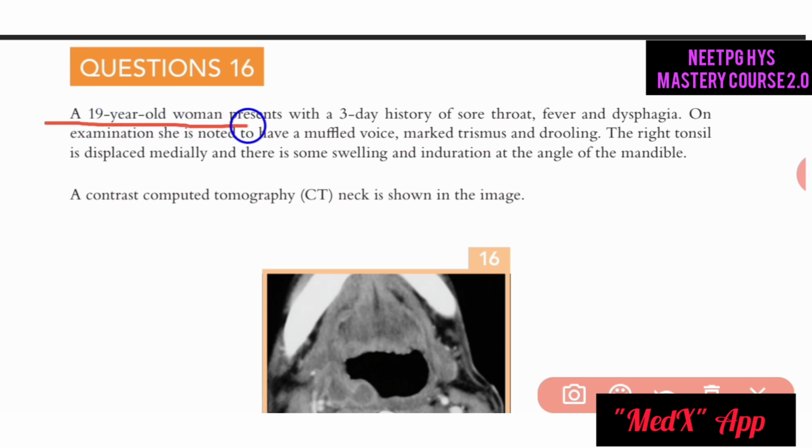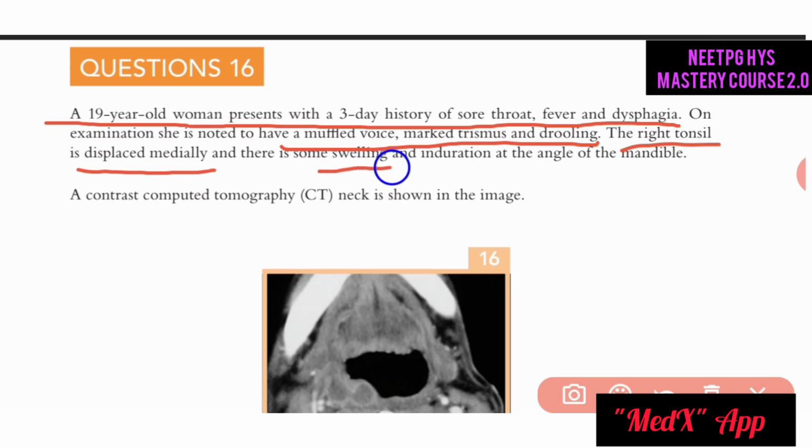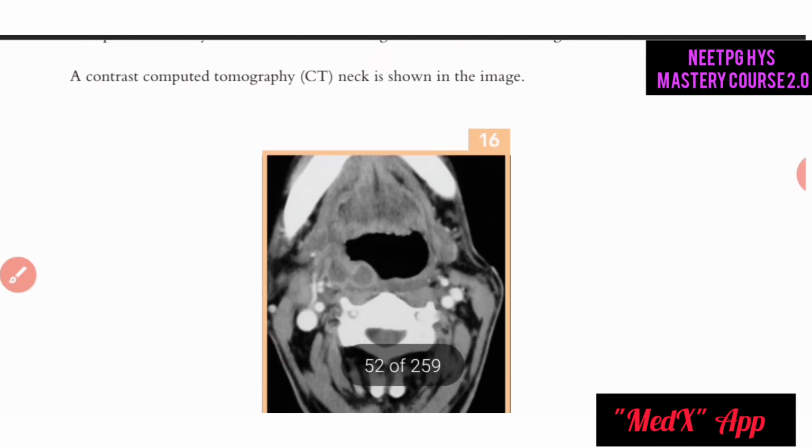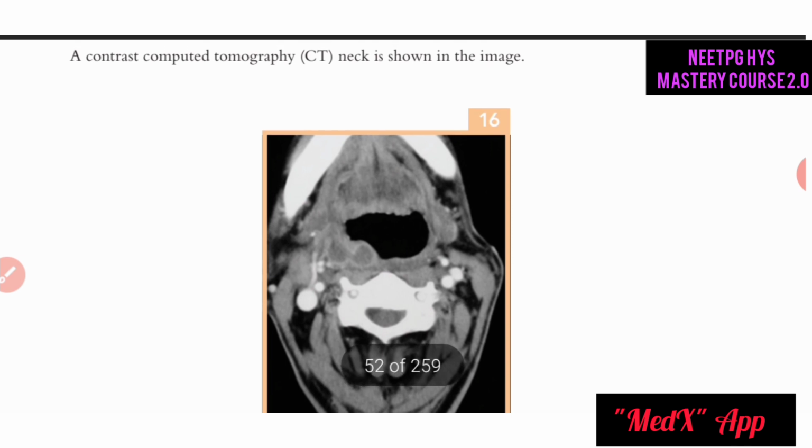A 19-year-old woman presented with a 3-day history of sore throat, fever, and dysphagia. On further examination, it was noted that she was having muffled voice, marked trismus, and drooling. The right tonsil was displaced medially and there is some swelling and induration at the angle of mouth. As these features were very suspicious, we did a contrast enhanced computed tomography, that means a CT scan, and the picture has been given to you.